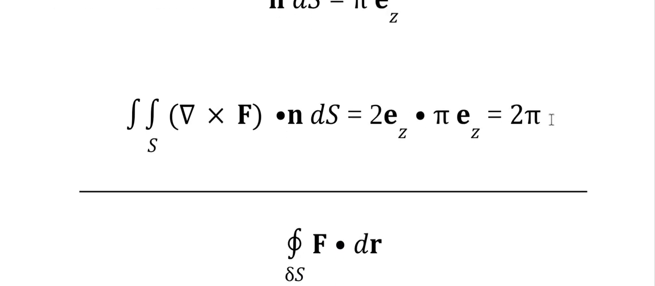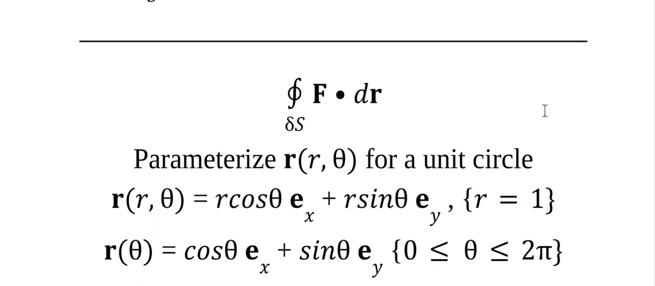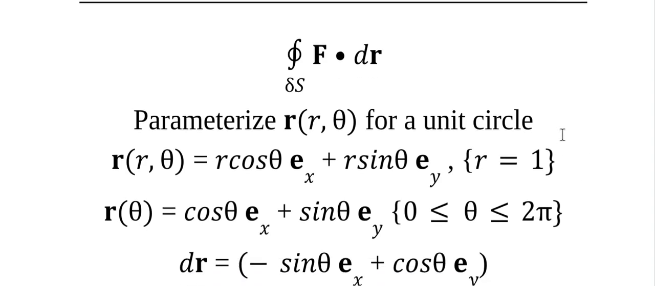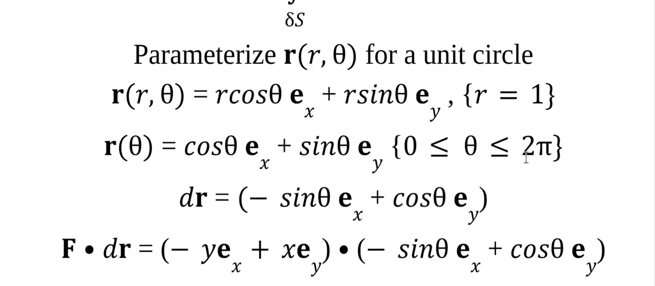Okay, now let's do the other side, which is this. To do this, we want to parameterize our unit circle with r and theta. We've done this many, many times. So r of r and theta is equal to this, but r is equal to 1, right? So we're just left with one parameter, r of theta is equal to this, and we want to go from 0 to 2 pi. So for dr, we take the derivative of this with respect to theta, and we get this, and then F dot dr.